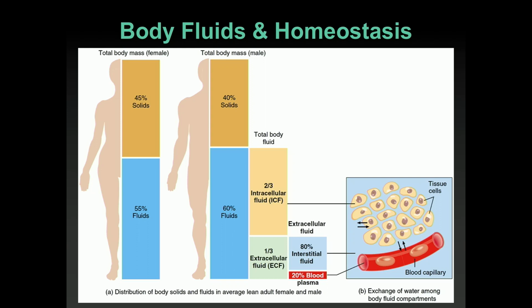We can see a small difference in the proportion of fluid between men and women, simply due to differences in tissue size. Women tend to have a higher percent body fat, and that simply displaces some of the fluid or decreases that percentage. But of the fluids, roughly 2/3 is inside a cell, 1/3 is outside a cell within the body. And so what we were talking about in the last slide is that 1/3 at the bottom, the extracellular fluid.